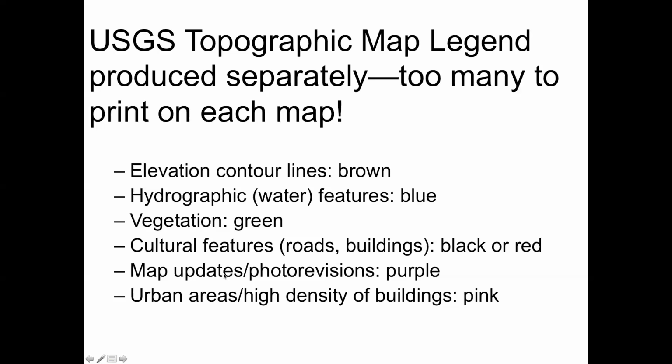And because our maps are updated regularly, we call these photo revisions now because we actually take aerial photographs to update our maps. And those photo revisions are in the color purple. Urban areas or areas with very high density of buildings and development are shown with sort of pink tinting. So those are some general rules, but of course you need to take a look at the full legend, and here's just one page of the full legend just showing some of those colors.